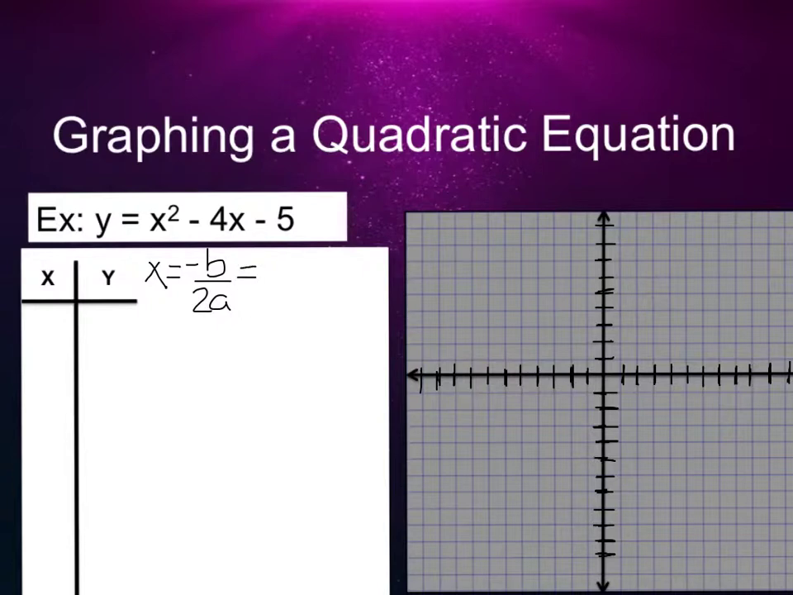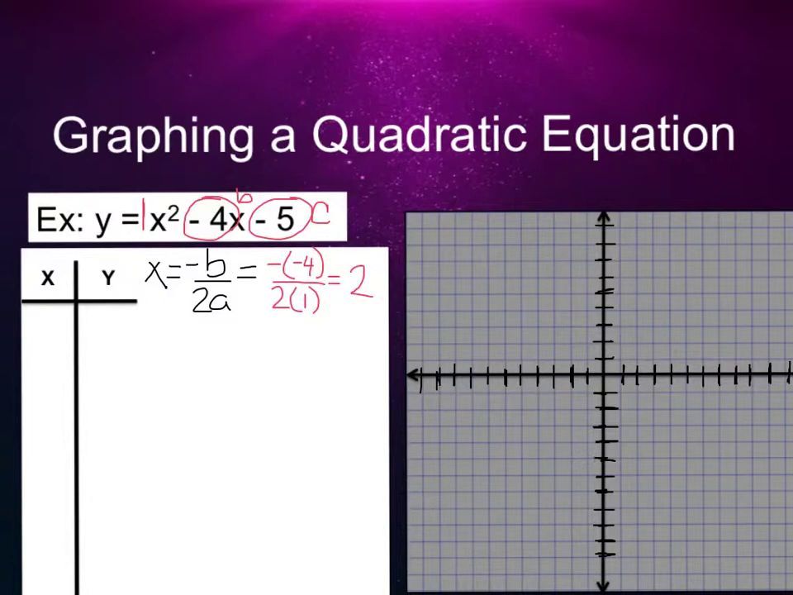Now we're going to go ahead and plug that in. We want to identify our a, which is 1. Our b is negative 4. And then our c is going to be negative 5. So here we have negative, and then negative 4 goes on the inside for b, and 2 multiplied by 1 for a. And when you simplify this, you'll get 2 as your answer.